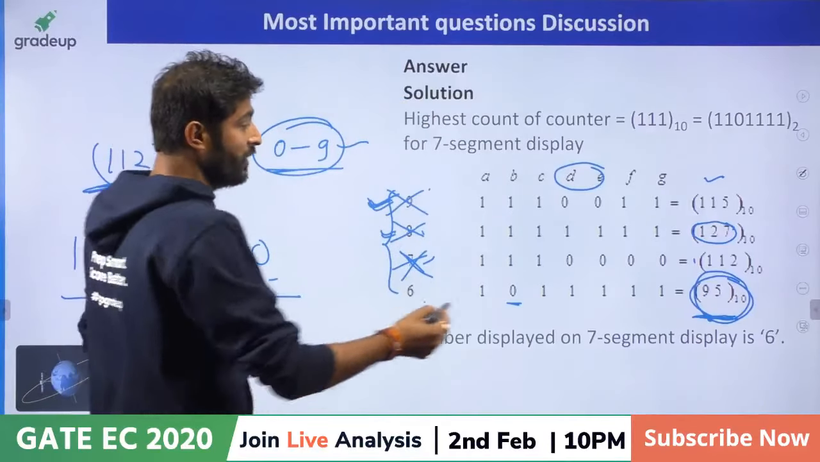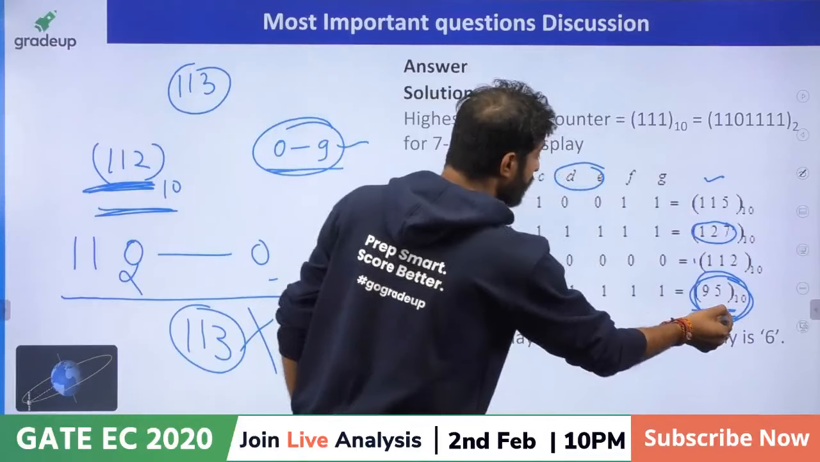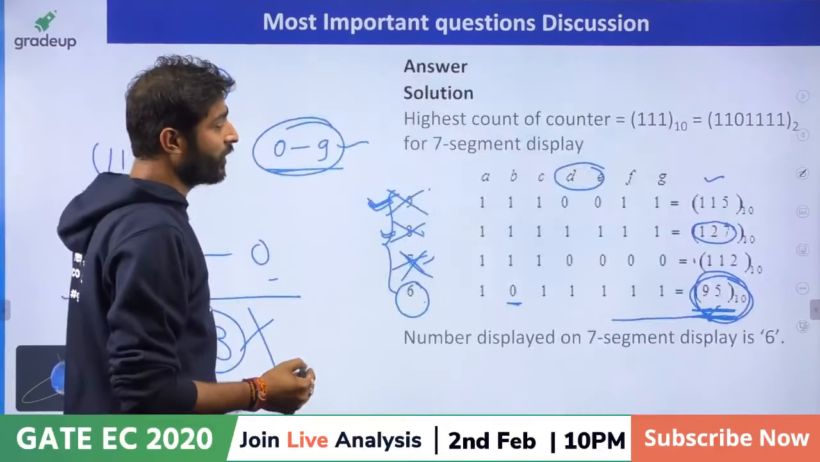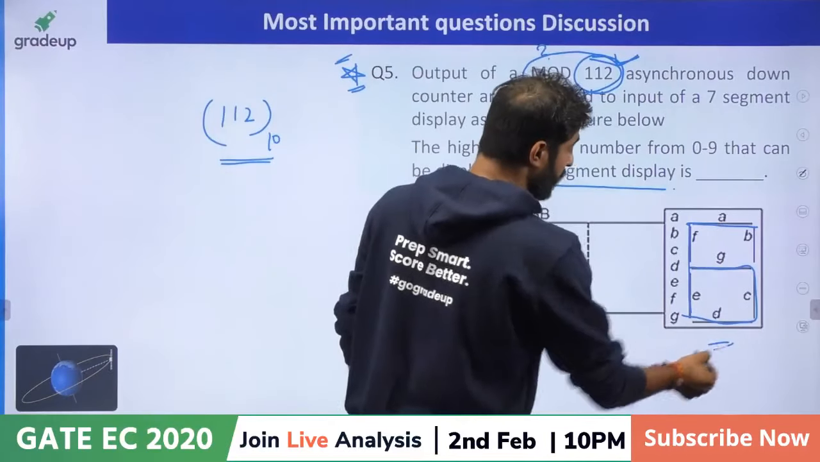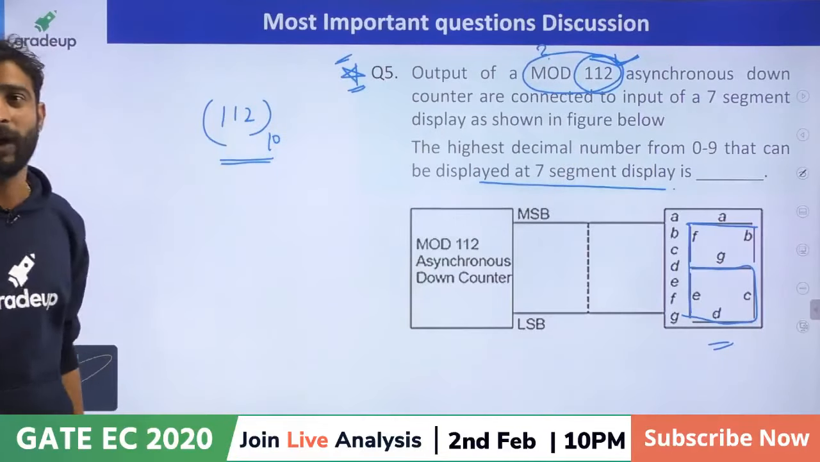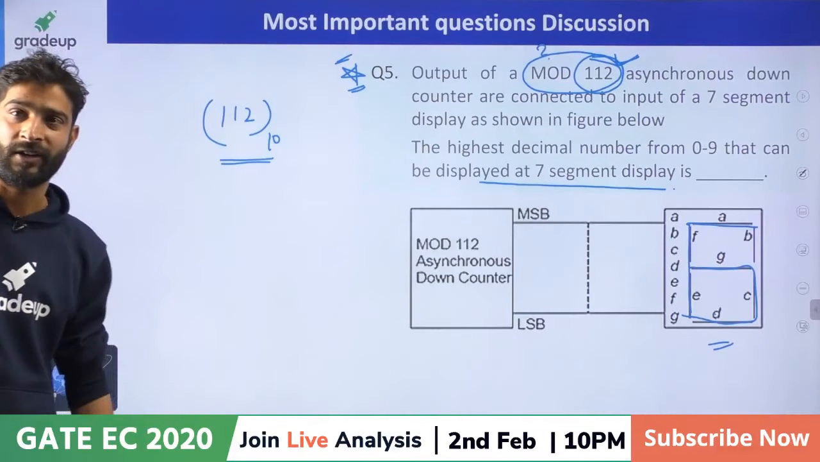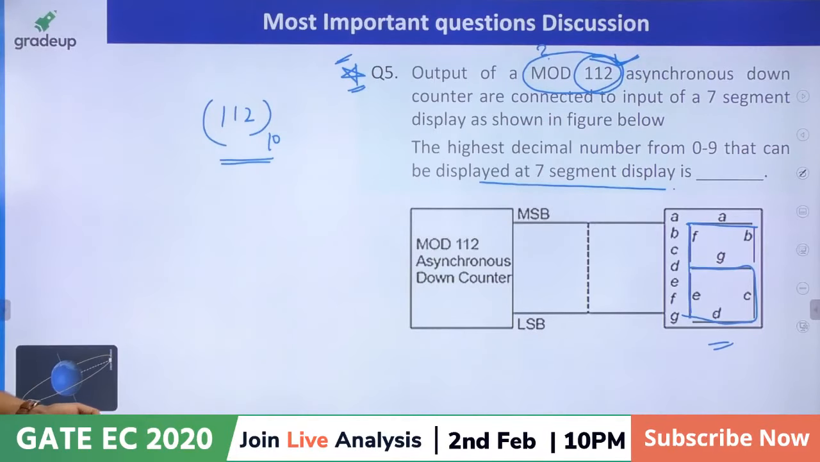So my dear friend, this will display, and this value corresponds to 6. So that 7 segment display will give you the answer 6 for the mod 112 asynchronous counter. Yes, very good, correct. Shivam Gujar, very good friend, right?